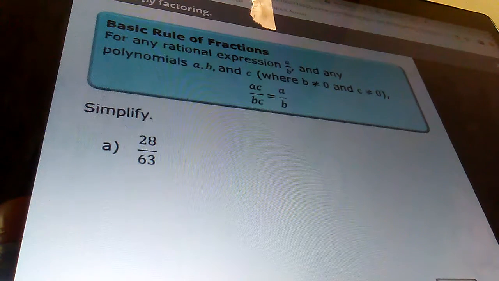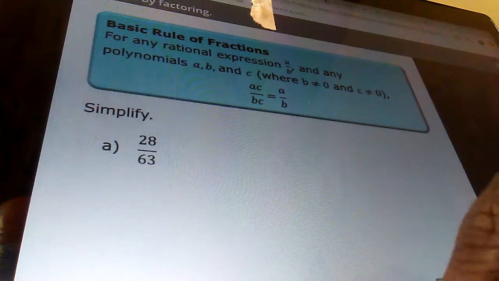Let's look at our first one, 28 over 63. To simplify this fraction, we just want to divide out common factors. We are going to write each of these terms as a product of primes and divide out those common factors.